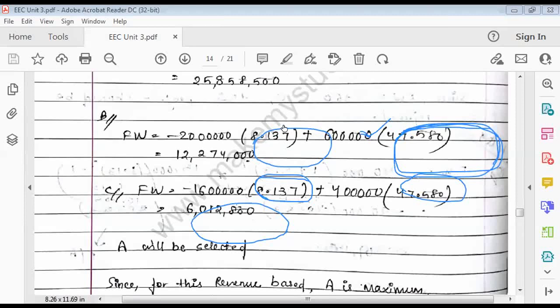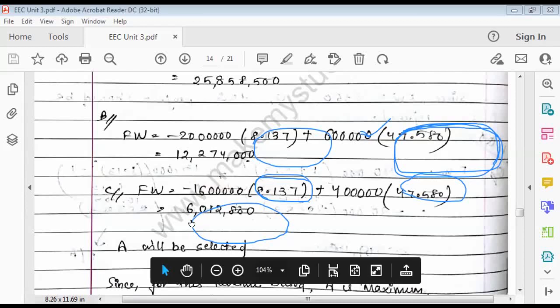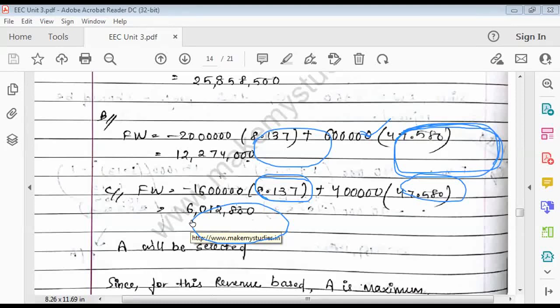You see, formula 1, you remember, and simply multiply 8.137 with 20 lakhs, because that's the initial investment, a one-time investment. And ((1 plus r) whole to the power t minus 1) whole divided by r, the second formula, has been used. Why? Because you keep expecting to get 6 lakh rupees every year for the next 15 years. So that is why you use the second formula, and look at the value, 1 crore 22 lakhs 74,000. And for C, it is only 60 lakhs 12,880. Correct?